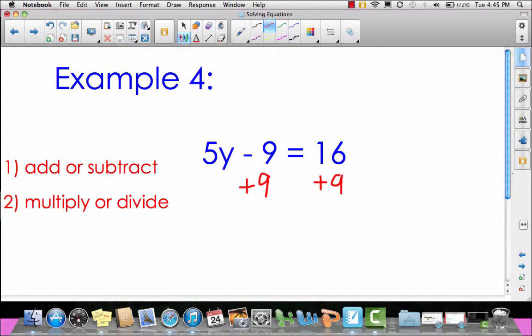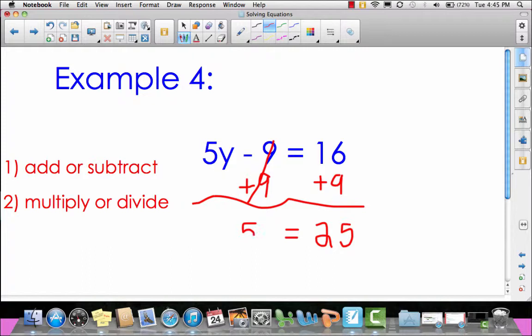The 9's cancel out on the left-hand side because I have a negative 9 and a positive 9. Over on the right, 16 plus 9 gives me 25. And on the left, I'm left with 5y.